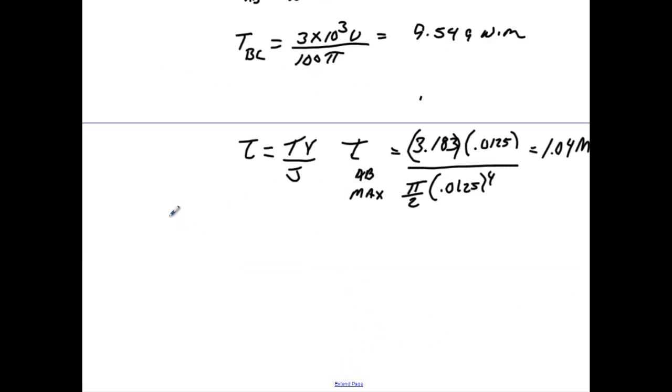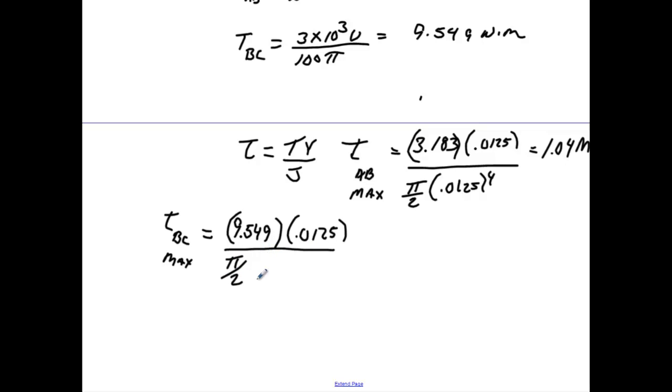We do the same thing for BC. The torque was 9.549. We'll multiply that by the maximum radius and divide by the polar moment of inertia, which again is pi over 2 times 0.0125 to the fourth power. That gives 3.11 megapascals.